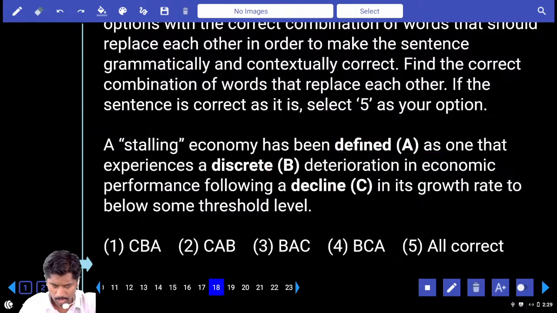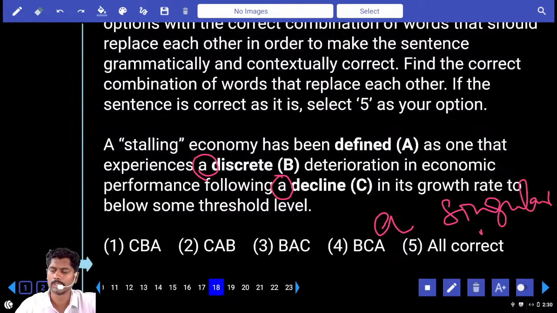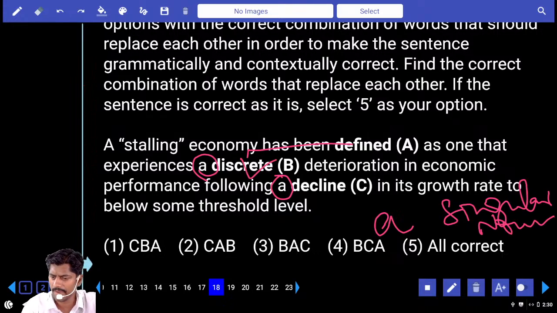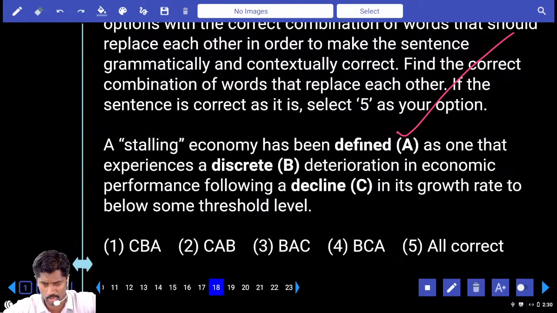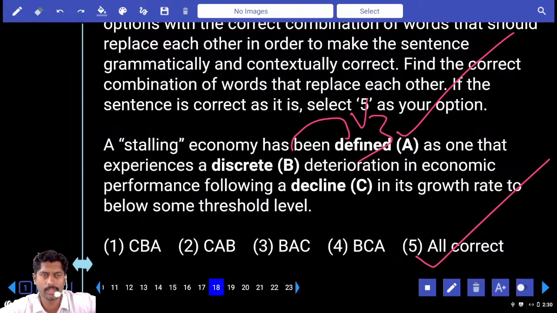See, if you observe B and C, both bold words contain article A. When article A or an comes, what do we take? Singular noun. I cannot keep A defined deterioration, no. A defined is wrong. So definitely A is correct as it is, no change at all. Has been V3. When A is correct, the answer is the option where A is not there. Therefore all are correct. Stalling economy has been defined as the one that experiences a discrete and a separate, unique, special deterioration in economic performance following a decline. Decline means downfall.